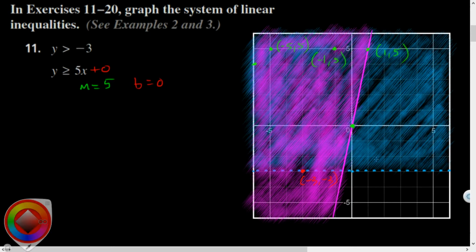Points that are not solutions would obviously be anything down here. That's not a solution for either. Anything here is a solution of the blue inequality, but not the purple. Anything here is a solution of the purple, but not the blue.